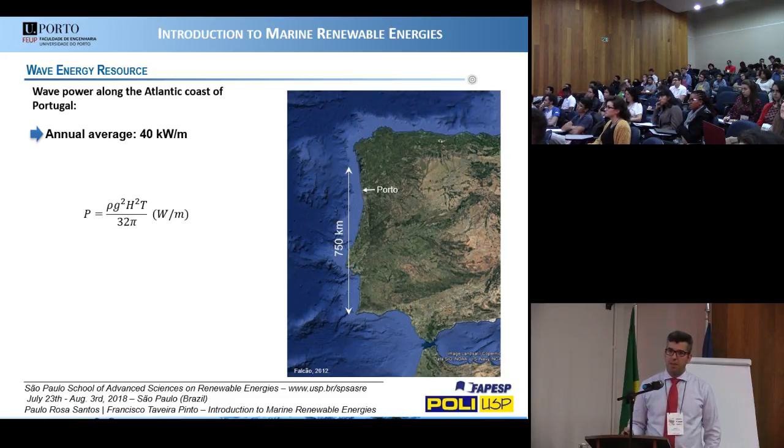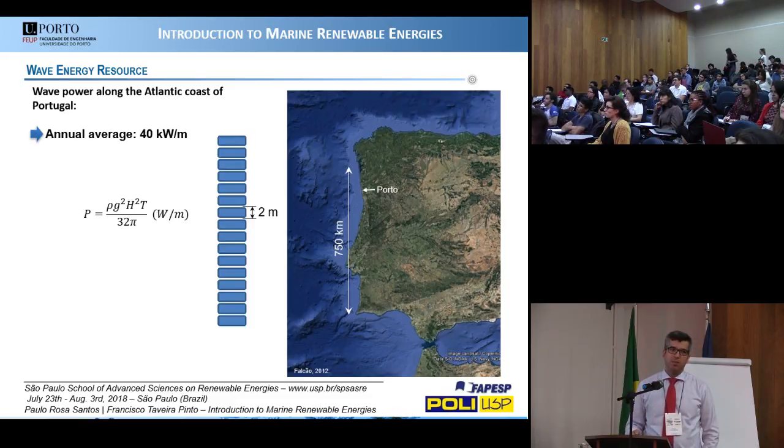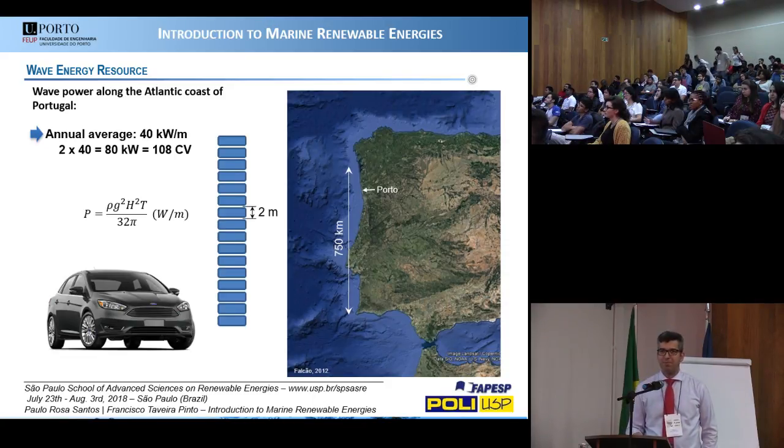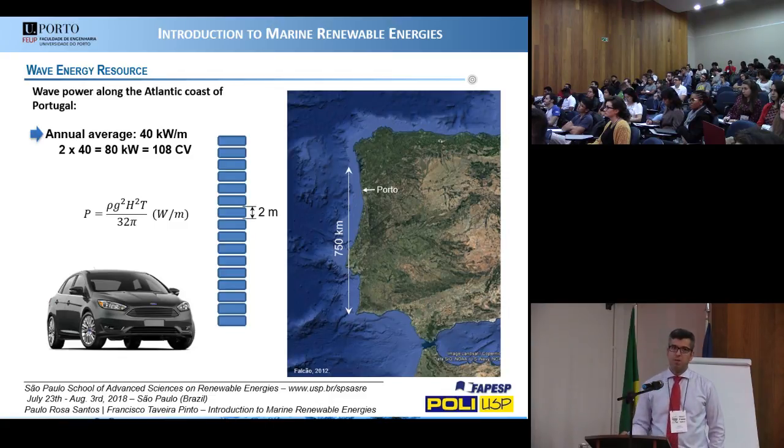And if you have any doubts on that, we can say that if you pick all the power in a wavefront with 2 meters, you have the same power of a normal car. 80 kilowatts, more or less 108 CV. So, and I'm talking about mean values, okay? Not the peak values in the winter, okay?